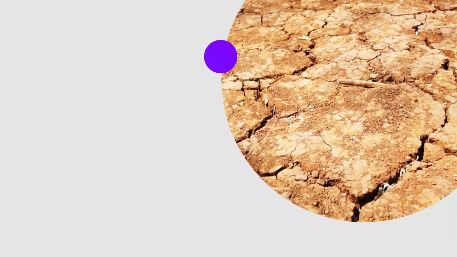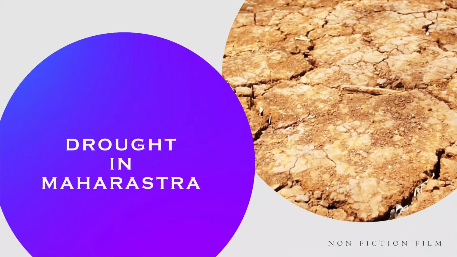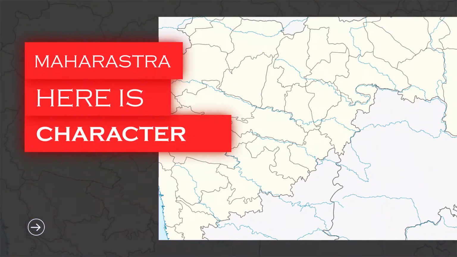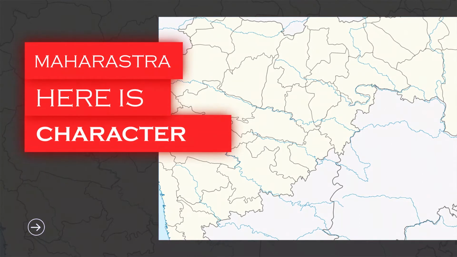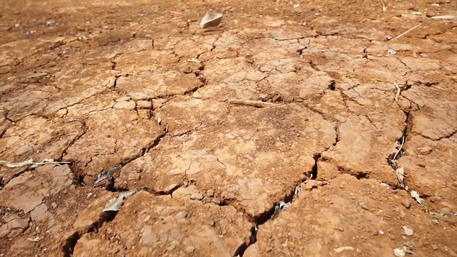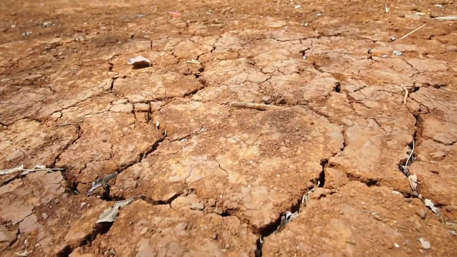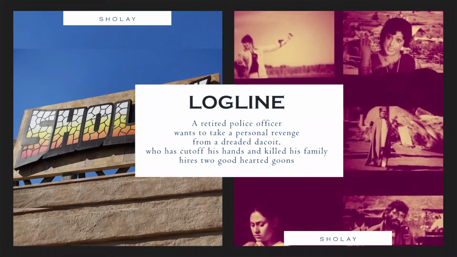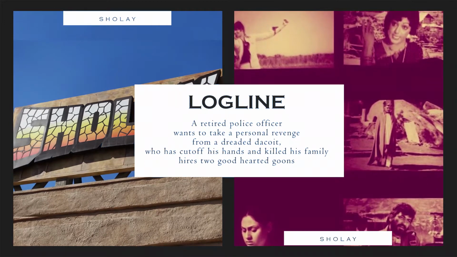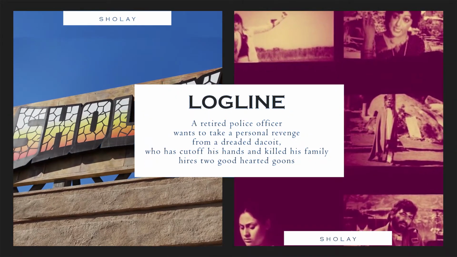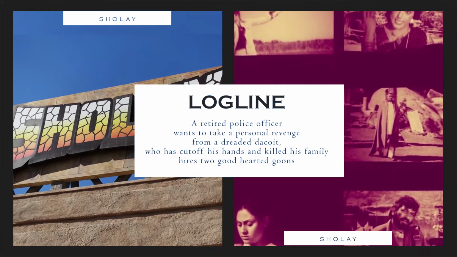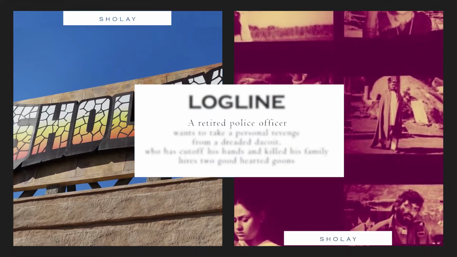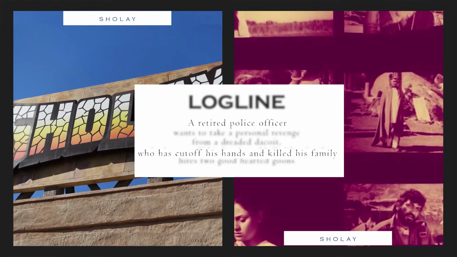For example, Drought in Marathwada. It can be a non-fiction film. So Marathwada here is the region, is the location, is the character, and the drought situation is the dramatic situation of the film. For example, for the Hindi film Sholay, the logline will be: a retired police officer wants to take personal revenge on a dreaded dacoit who has cut off his hand and killed his family, and hires two good-hearted goons. In this example, there is a character and there is a dramatic situation.